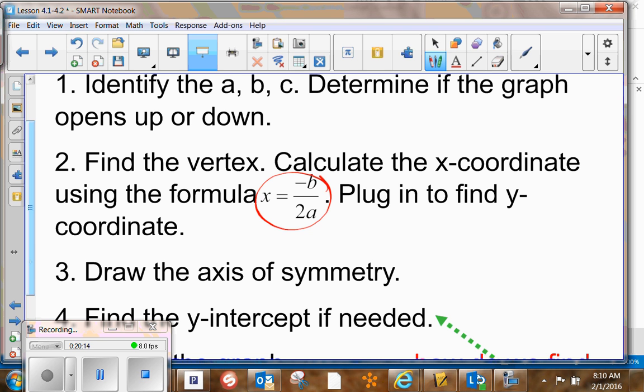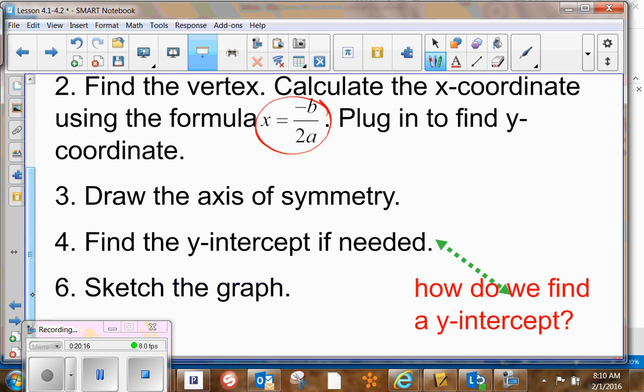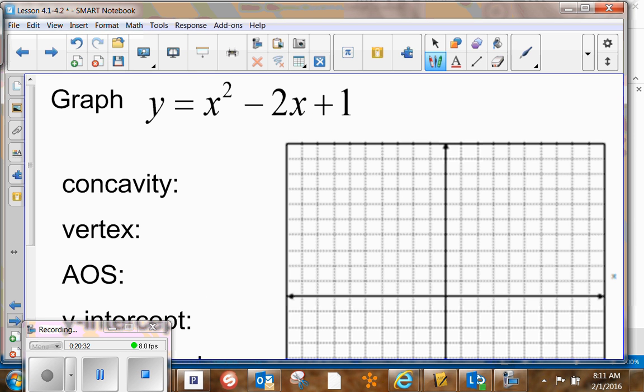We'll draw the axis of symmetry like we did the others. We'll find the y-intercept if we need to. Oh, wait a minute. How do you find the y-intercept? Oh, yeah. You set your x equal to 0. So your y-intercept is just sitting out there, isn't it? That's your c. And then we'll sketch the graph. All right, so here we go. Let's graph y equals x squared minus 2x plus 1.